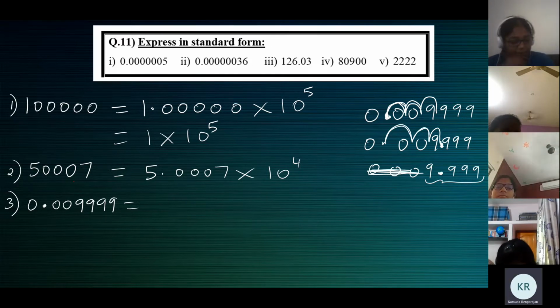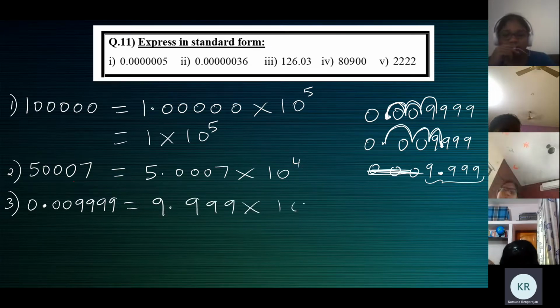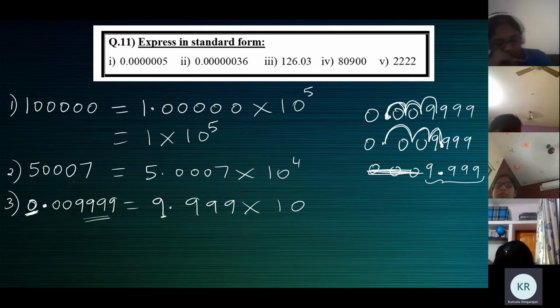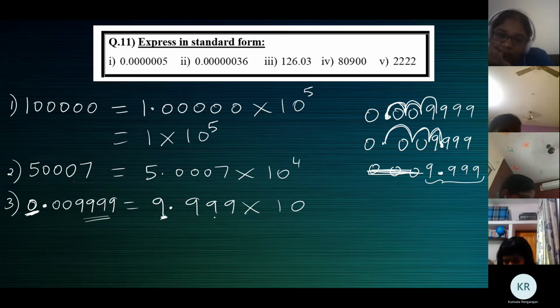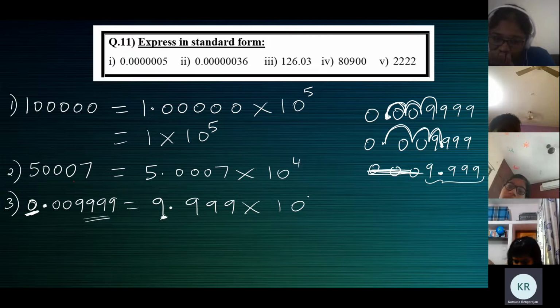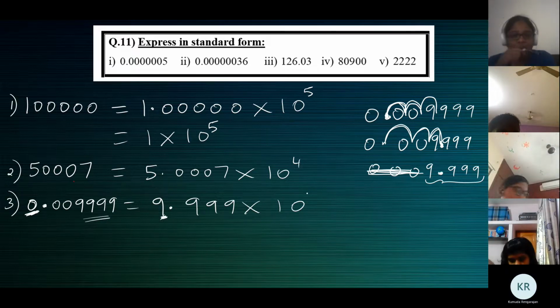So 1, 2, 3 places we moved, and it becomes 9.999 into 10 to the power. The number is small. It was 0 point. You made it 9. Just see the value before the decimal point. From that itself you can make out. Before the decimal point here it is 0. Now here before the decimal point you have 9. You have increased the value of the number. So you should raise 10 to a negative or positive power. Negative. Yeah. So negative 3.